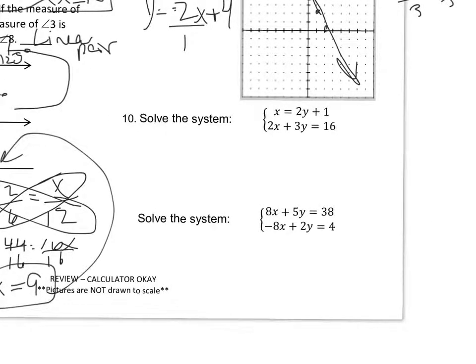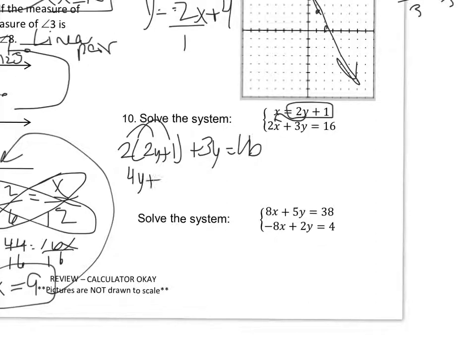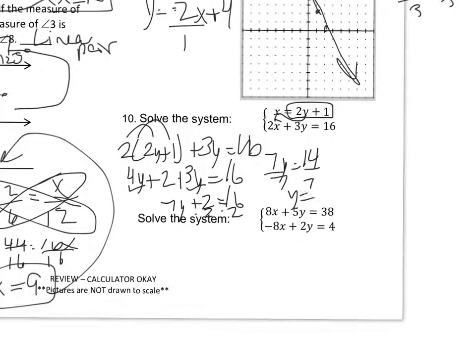Last two, solve the system. Well, substitution is the harder of the two, but I'm going to plug 2y + 1 in for x, so that's 2(2y + 1) + 3y = 16. Distribute. So now after I do that, I get 4y + 2, because 2 times 1 gives you 2, plus 3y equals 16. Combine your like terms, and I get 7y + 2 equals 16. Subtract 2 from both sides, so I get 7y equals 14. Divide by 7, and y equals 2.